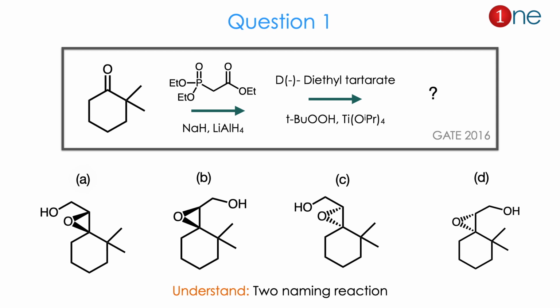Then further you used tertiary butyl peroxide, and titanium isopropoxide. The products are given: the products are alcohol and epoxide. The position of alcohol and position of epoxide is important, whether alcohol is on the right side or left side, or epoxide is above or below. From the phosphorus and oxygen as well as the tartrate and isopropoxide, you might guess 2 named reactions are involved here. The answer is A. Let us see how.